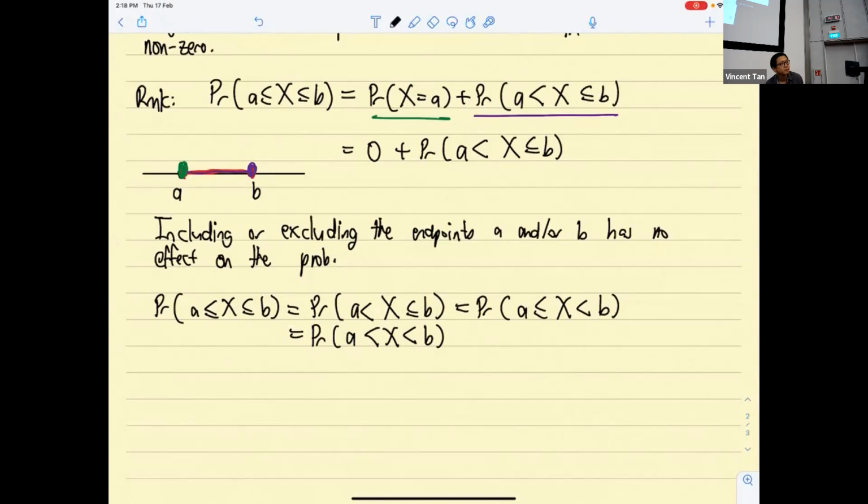Everyone understand this? So for continuous random variables, including any one single point is immaterial to the probability, but this is very different from discrete. Discrete, you need to take care of every single point. Okay.